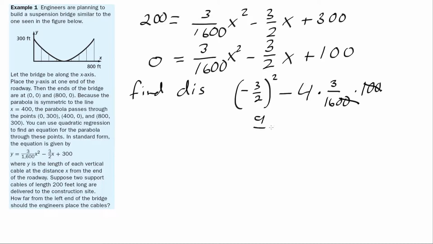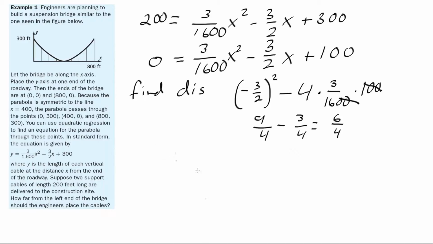This is 9/4. 4 goes into 16 4 times. Right? So that would be minus 3/4. And that's going to equal 3 from 9 is 6, so it will be 6/4. Okay, got that the discriminant is 6/4. So that's going to be the square root of 6/4.